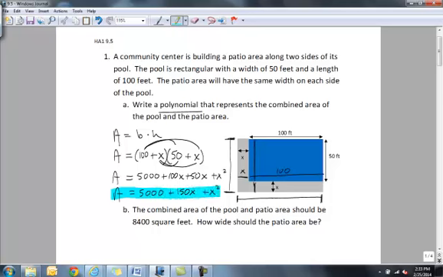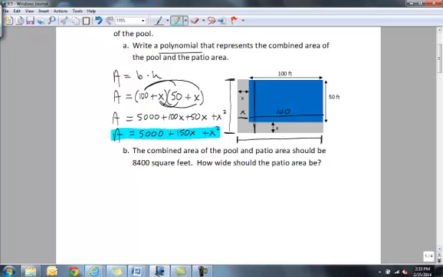Now part B is going to have us use this. So part B says if the combined area, which is what we just found, should be 8,400 square feet, how wide should the patio area be? Well, doesn't this A stand for the combined area? So what do I do with this 8,400? I definitely don't plug it in for X, because X is just the width of the patio. I'm going to plug that 8,400 in for A. So it's going to be 8,400 is equal to 5,000 plus 150x plus x squared.